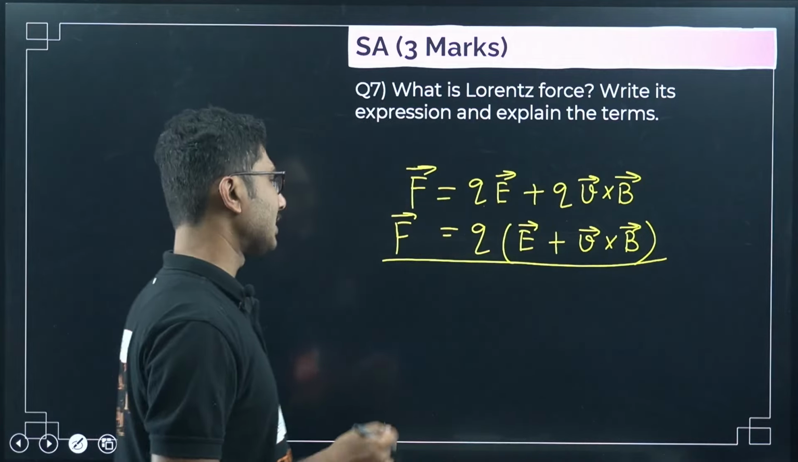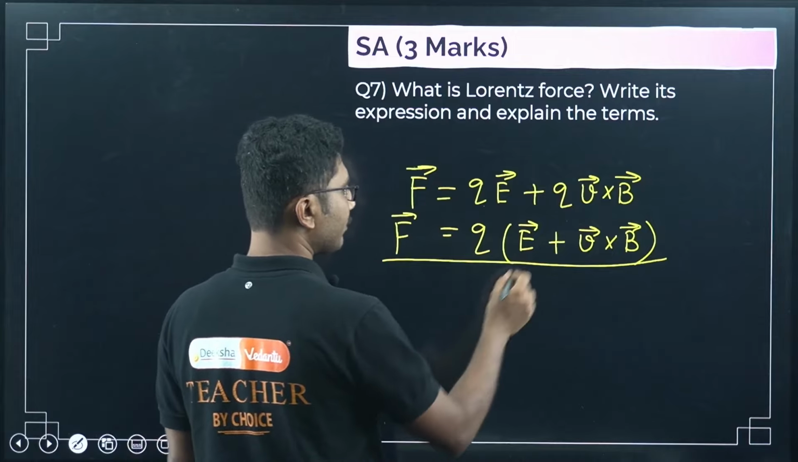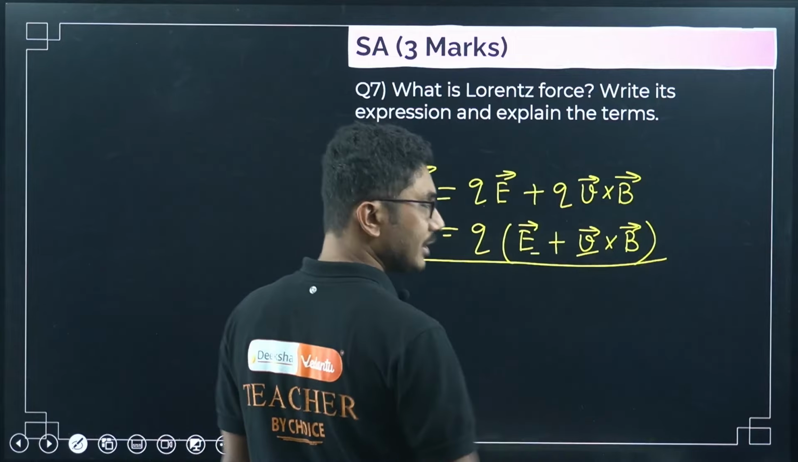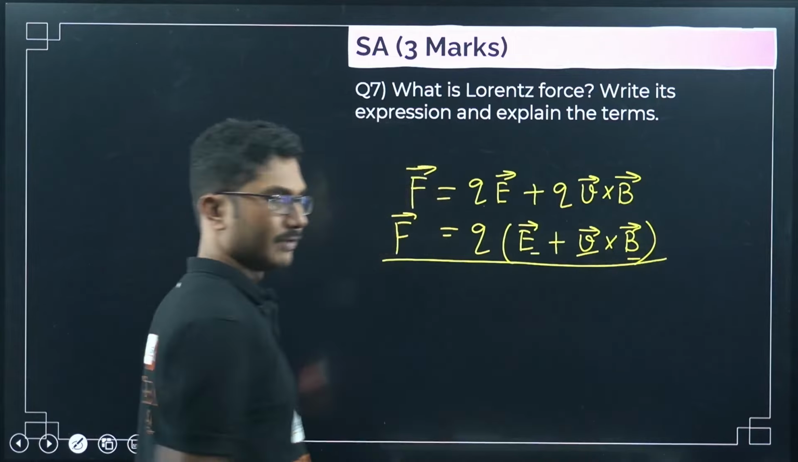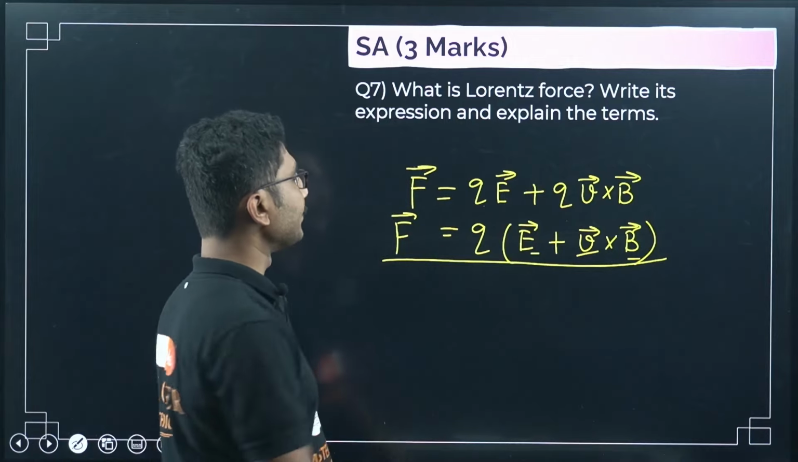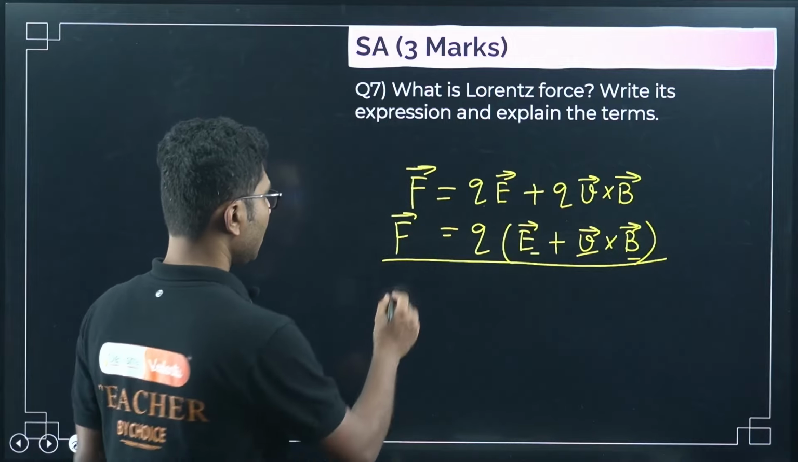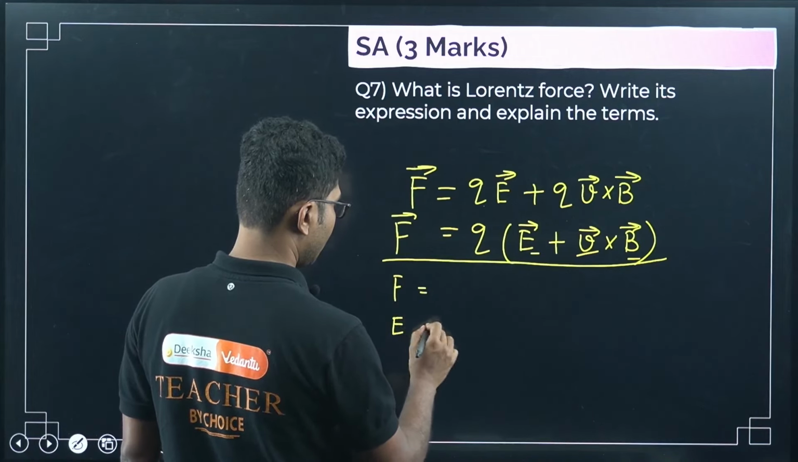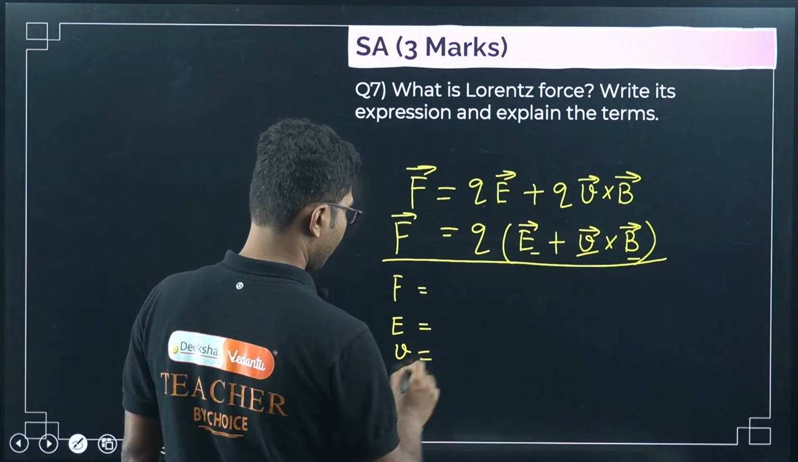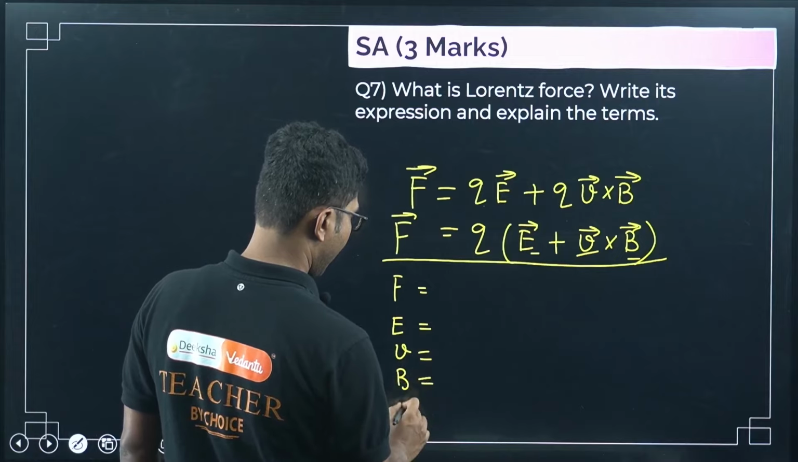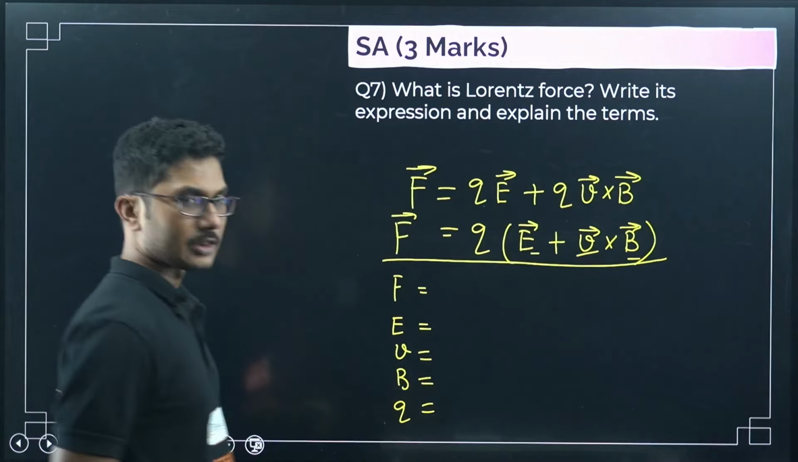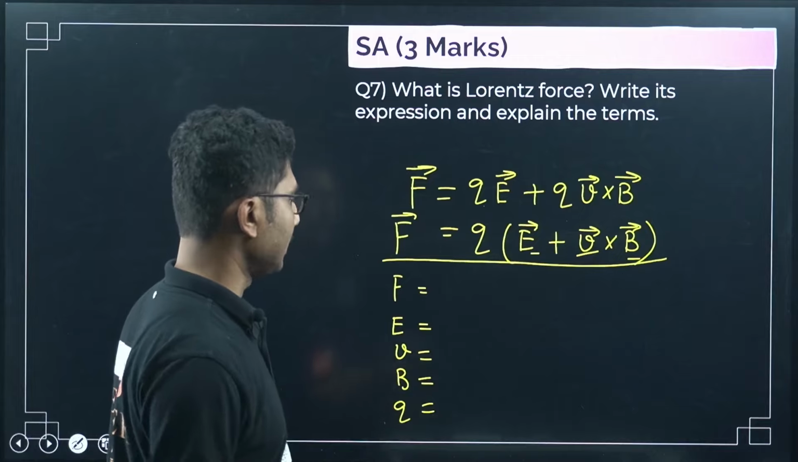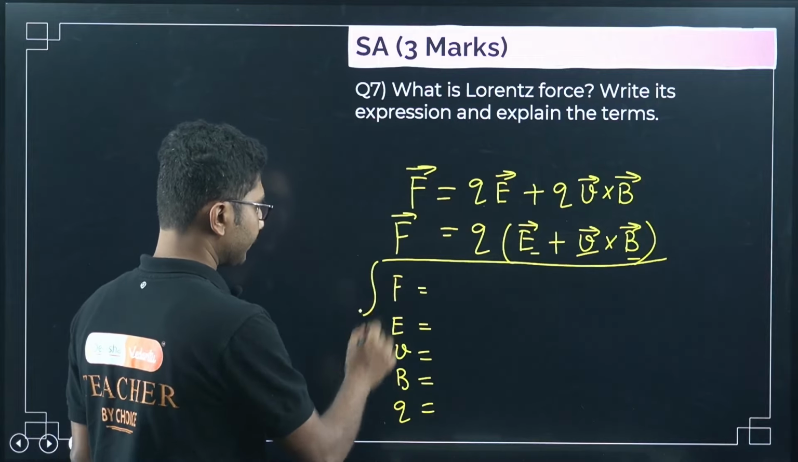And then you have to mention the terms. F is Lorentz force, E is electric field, v is velocity of the charged particle, B is the magnetic field. Okay, those things you have to mention to get the full marks. I am just mentioning what you have to write. And q is the charge of the charged particle. Okay, charge on the particle. So these things you have to mention.